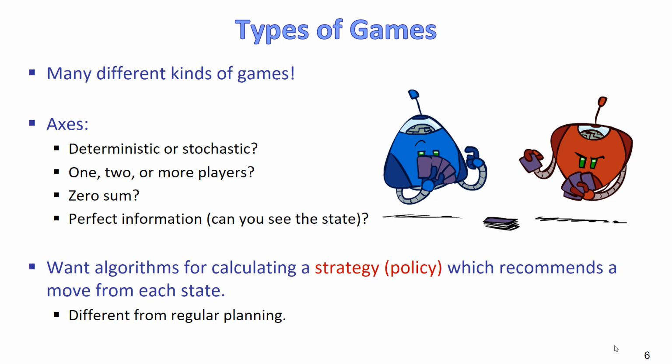We said that there are deterministic games and there are stochastic games. Also, the number of players is another dimension of variability here. Some games have one player, two players, or even more players.